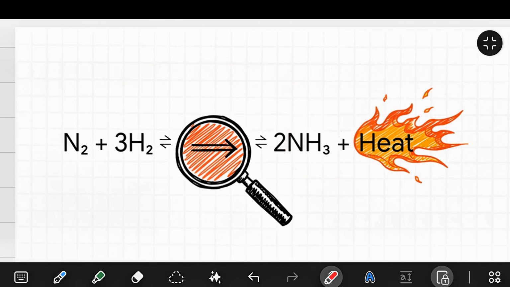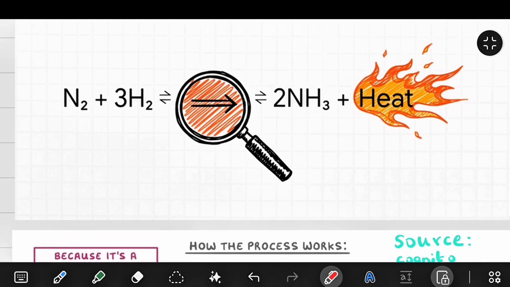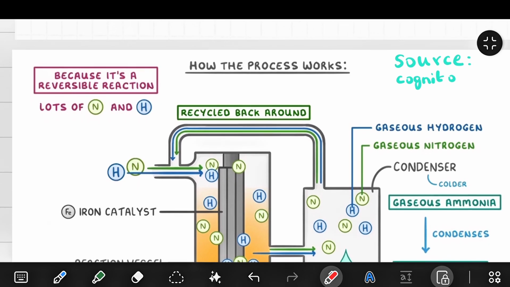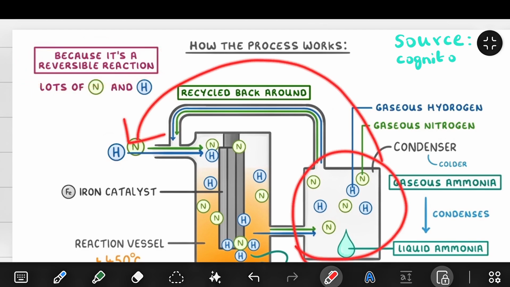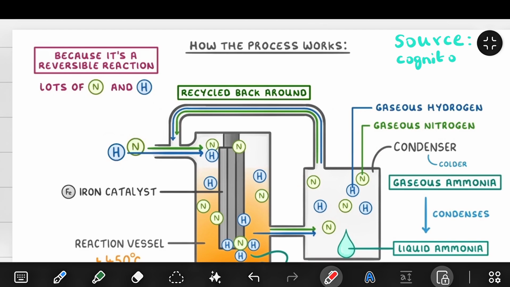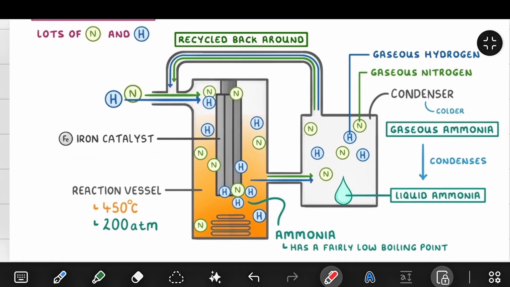Okay, so now that that's out of the way, we need to look at how the process works, what conditions are used, what catalysts are used. Now, this image has been sourced from Cognito, which I think you all are familiar with. Basically, because it's a reversible reaction, the products that are formed will reform back into the reactants. This is a diagram of the machines that are used.